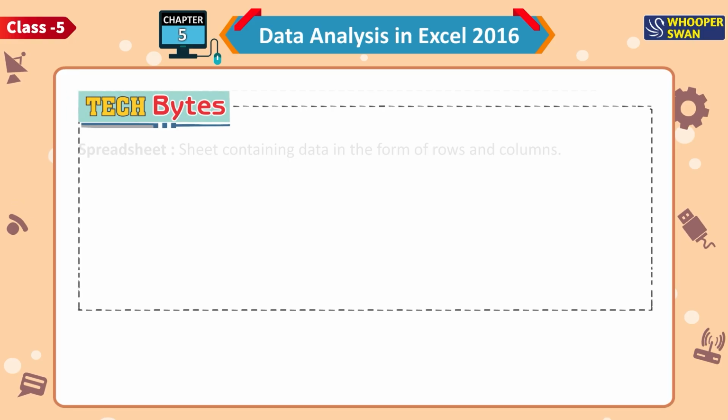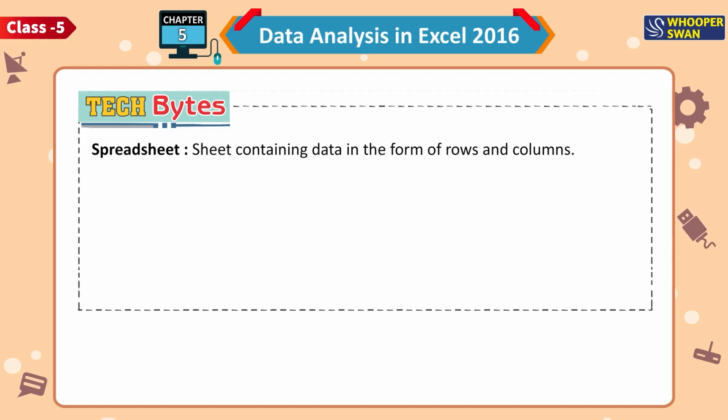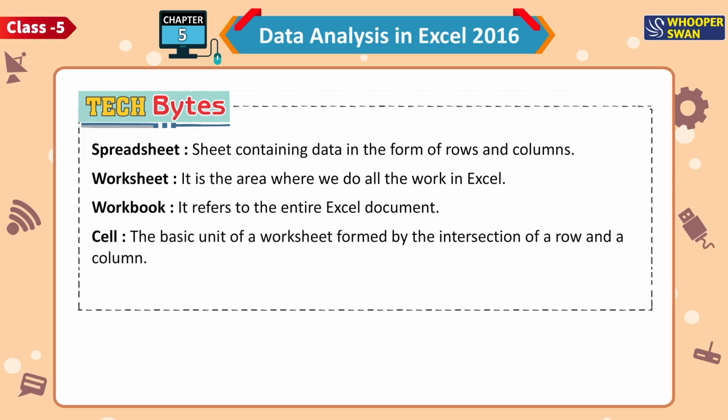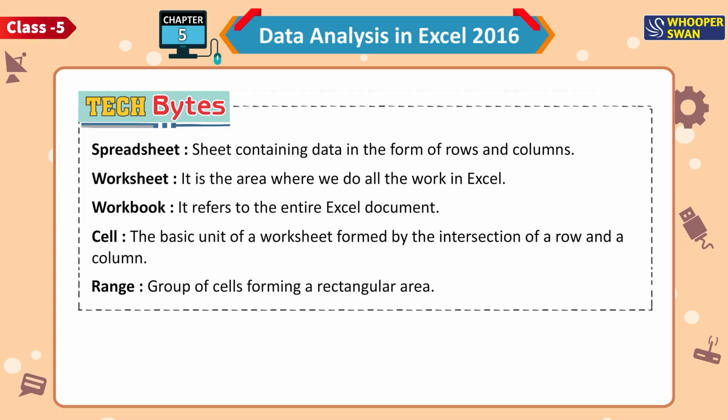Tech Bytes. Spreadsheet, a sheet containing data in the form of rows and columns. Worksheet, the area where we do all the work in Excel. Workbook, it refers to the entire Excel document. Cell, the basic unit of a worksheet formed by the intersection of a row and a column. Range, a group of cells forming a rectangular area.